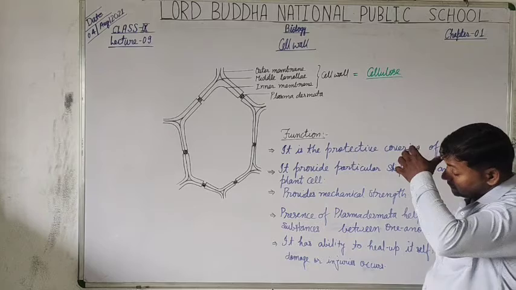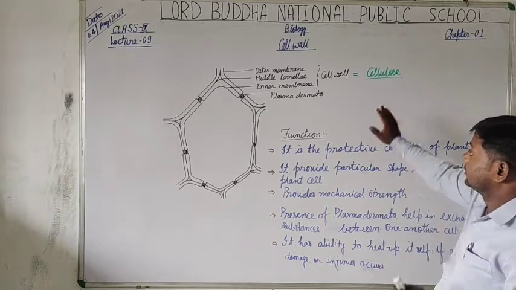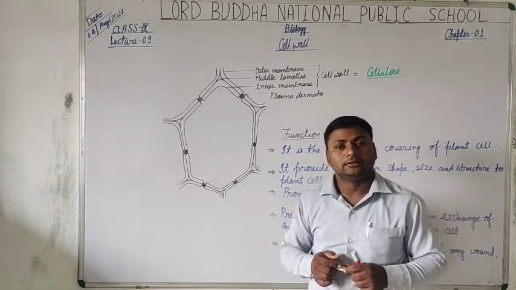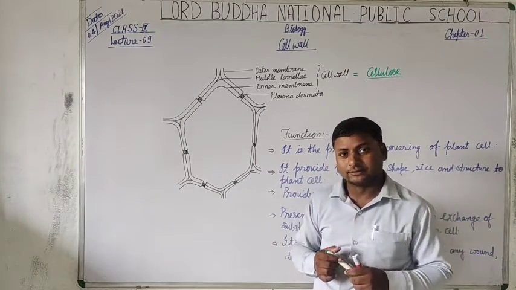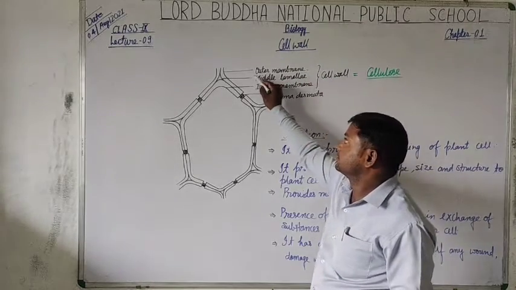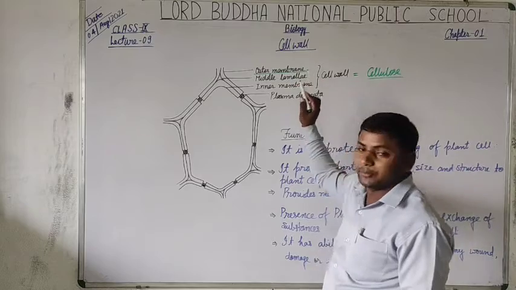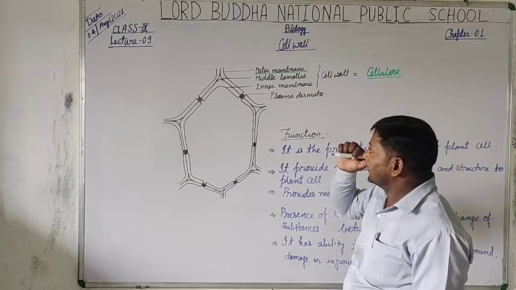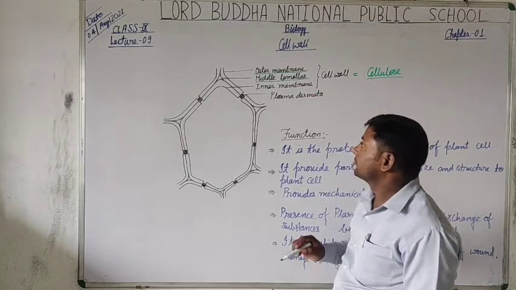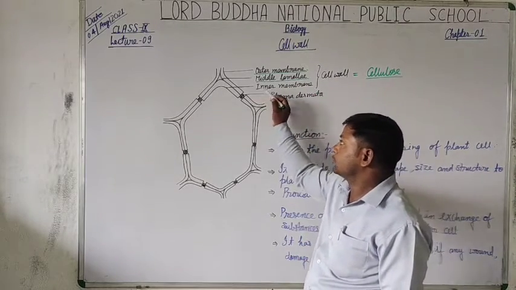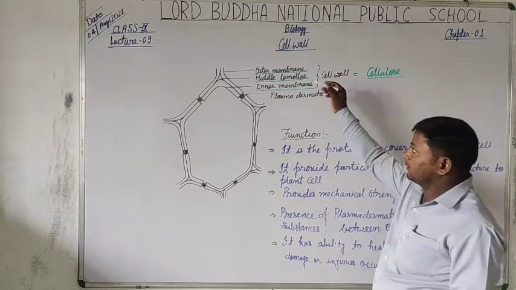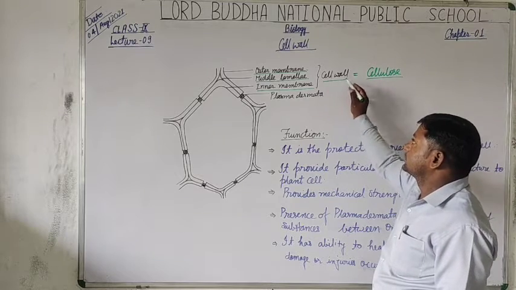So students, let's discuss the cell wall. It consists of a 3 layered structure. The outermost layer is called the outer membrane. The middle layer is called the middle lamella, and the innermost membrane is called the inner membrane. These 3 membranes collectively form the cell wall.